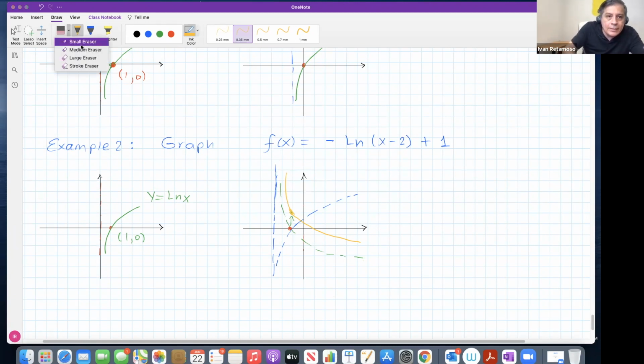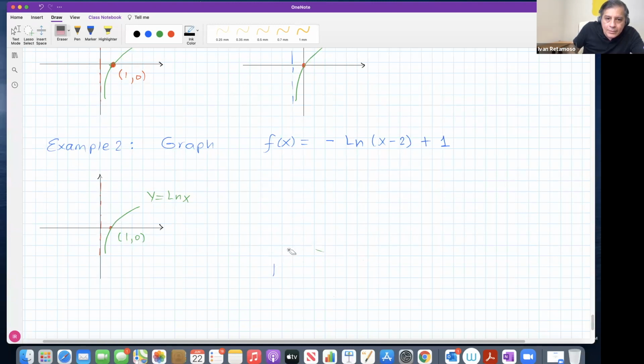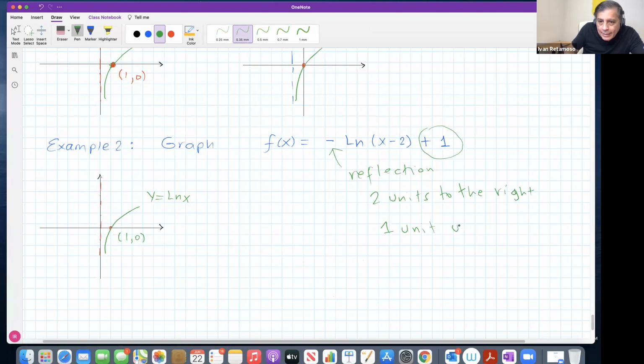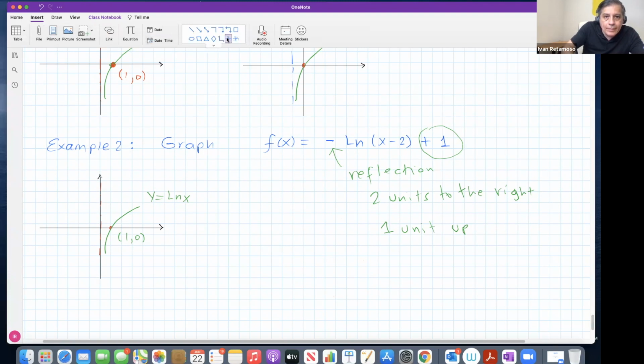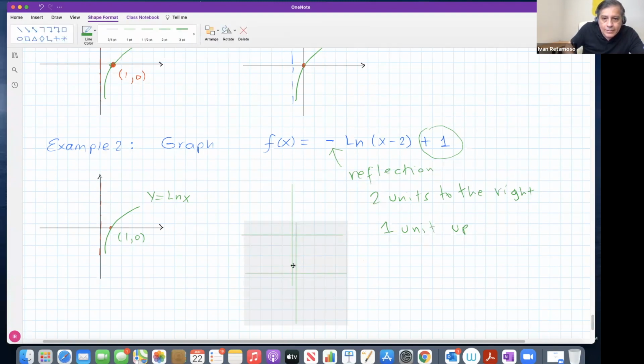So let's just redo this because I moved to the left for some reason. Let's do this quickly. Maybe we should write here the 3 steps. Now the reflection: 2 units to the right, and because of this, 1 unit up, right? I was still thinking on the previous. So in the end, you should get something like this, right?